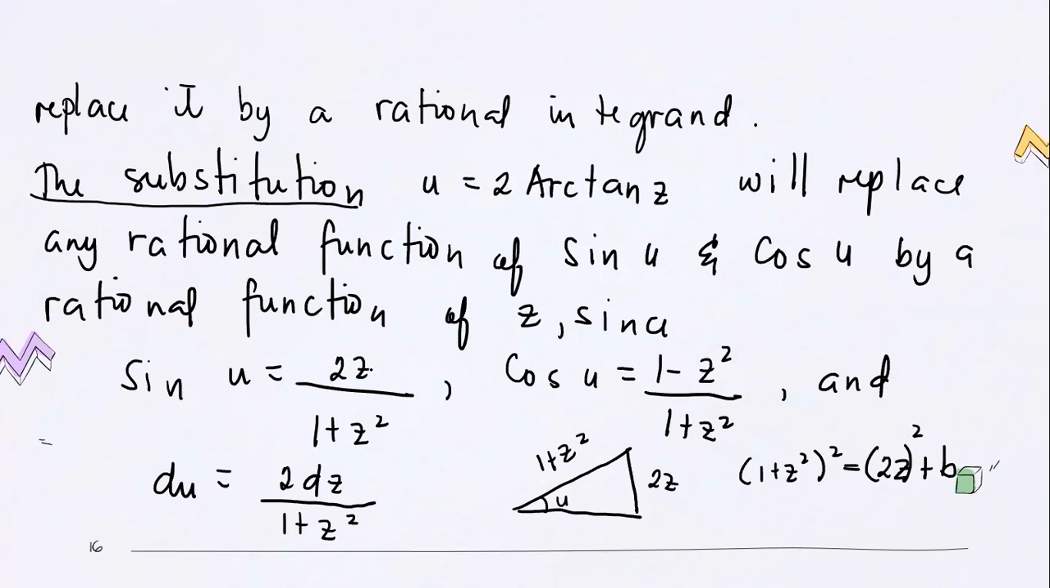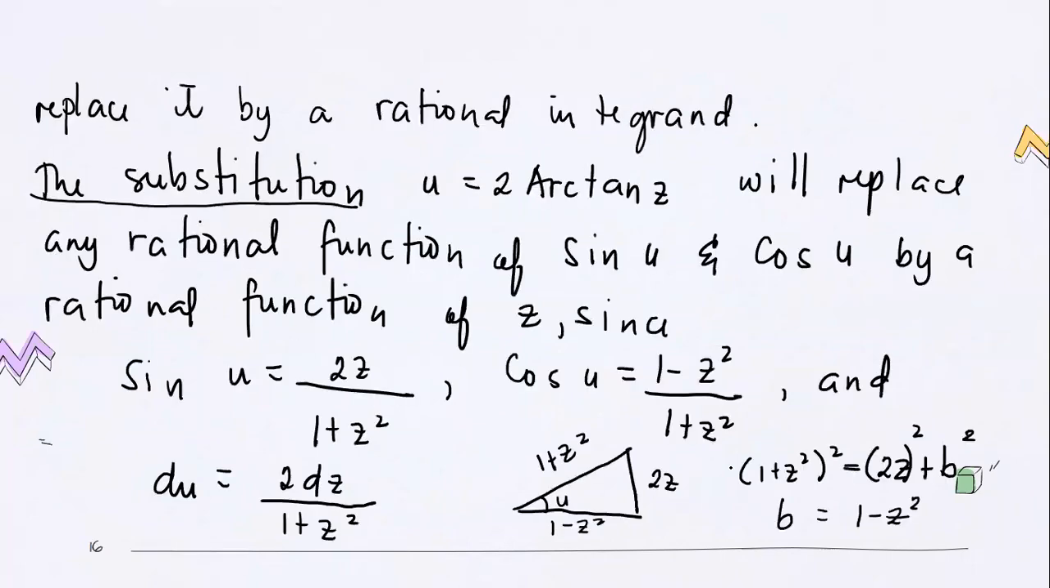Since sine u is equal to 2z over 1 plus z squared, using the right triangle, since sine is opposite over the hypotenuse, we have 2z as the opposite of your u, and the hypotenuse is 1 plus z squared. Using the Pythagorean formula, let b be the adjacent side. Using this equation, we can say b is equal to 1 minus z squared. Therefore, the adjacent side is 1 minus z squared. Therefore, your cosine u is adjacent over the hypotenuse. That is why we have 1 minus z squared over 1 plus z squared. And the derivative of u is equal to 2 dz over 1 plus z squared.